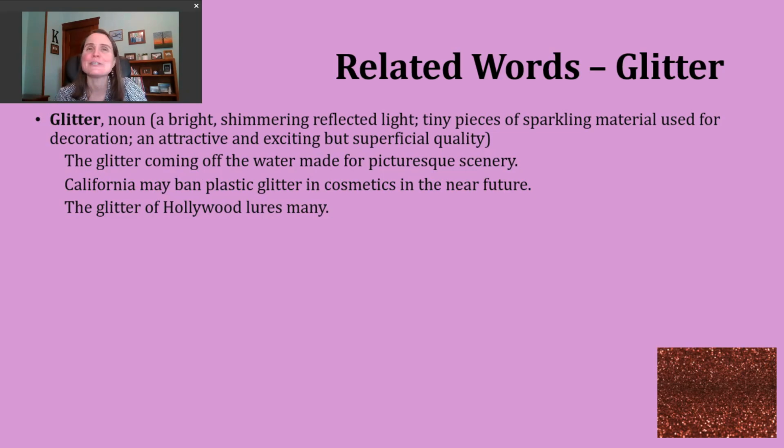Now, a second way to use the noun glitter is to refer to very teeny tiny pieces of sparkling material that's commonly used for decoration. I've got a picture of glitter in the bottom right-hand corner of the screen. Sometimes this is used in crafts, so people might use some glue on a particular surface and then take that item and press it into the glitter to have it attach. It's now something you see a lot in cosmetics as well, and that actually connects to my example sentence here. California may ban plastic glitter in cosmetics in the near future.